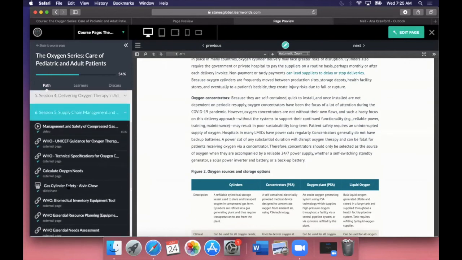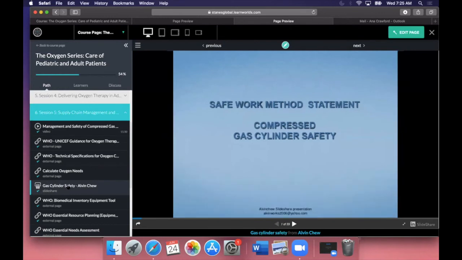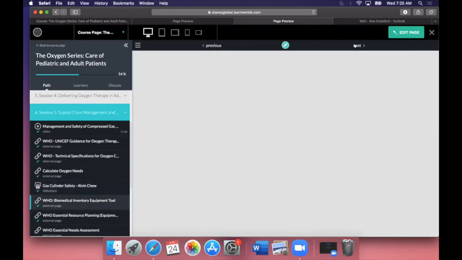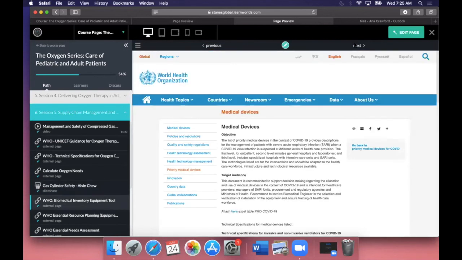There's another SlideShare deck about oxygen gas cylinder safety. As Jim mentioned, fire hazard is one big concern around storing and handling compressed gas cylinders safely, but they also have a risk of explosion if not handled correctly, and can cause lots of damage and be lethal.